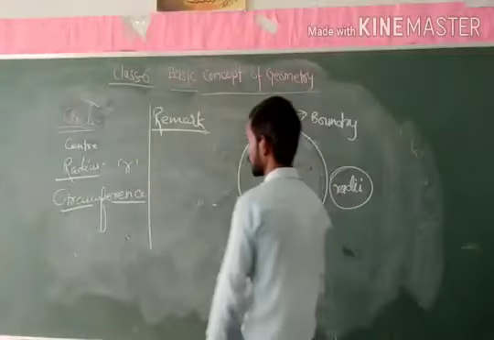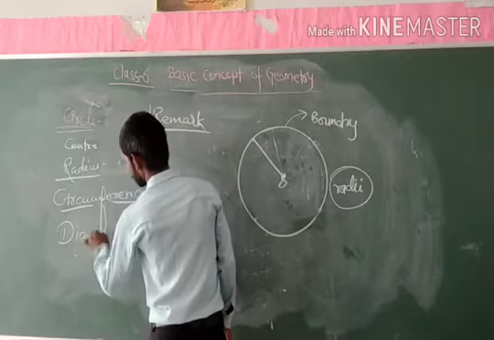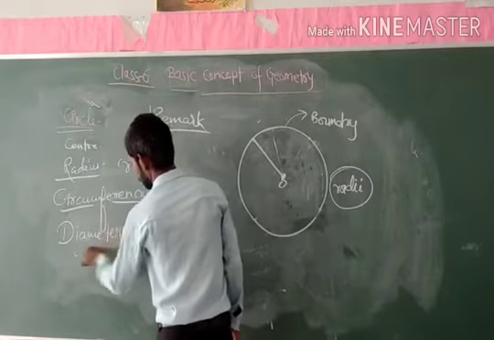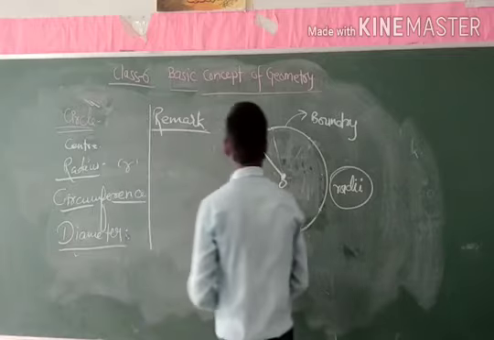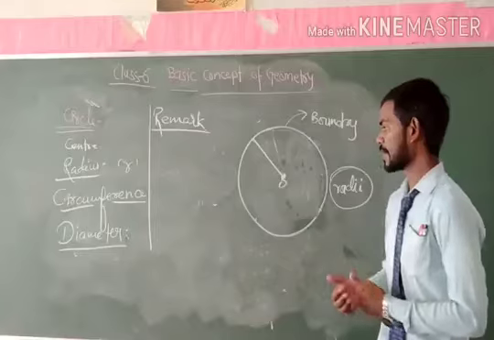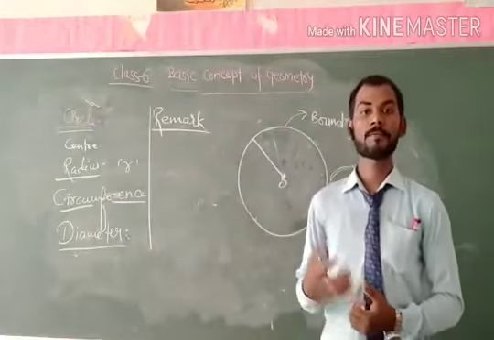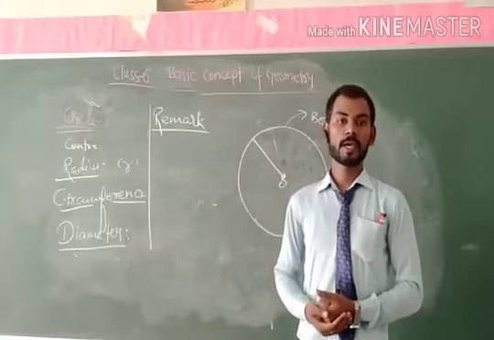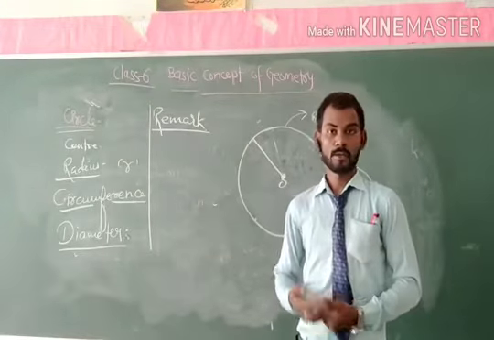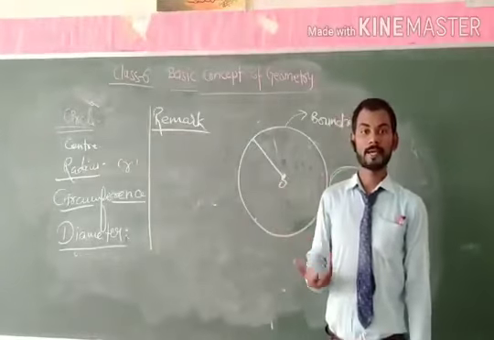The next point is diameter. What is the diameter of the circle? There are many definitions to define diameter. We can say that twice the radius is known as the diameter.